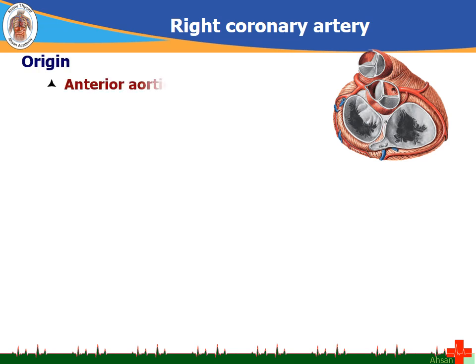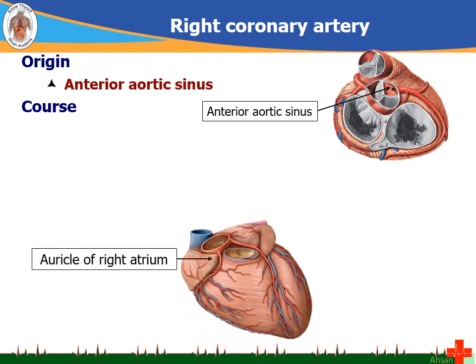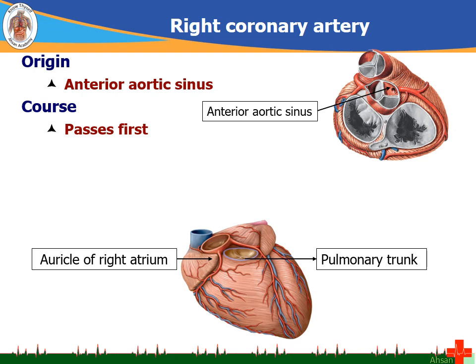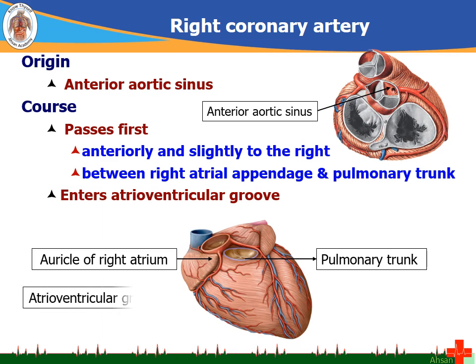The right coronary artery arises from the anterior aortic sinus that is shown in the figure by the arrow, and after arising from the aortic sinus, this passes fast anteriorly and slightly to the right. You can see in the figure below, between two structures. On the right side, it is the right auricle, and on the left side this is the origin of the pulmonary trunk. So it passes between these two structures and enters into the atrioventricular groove.